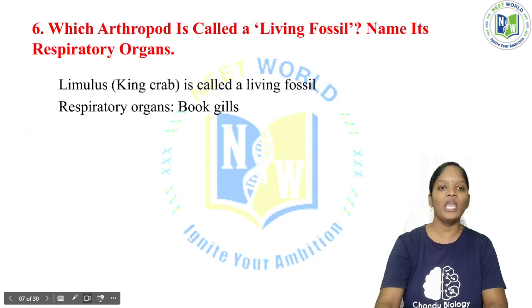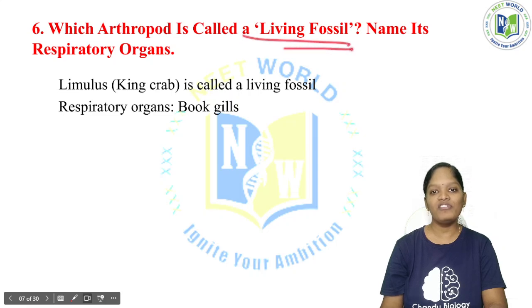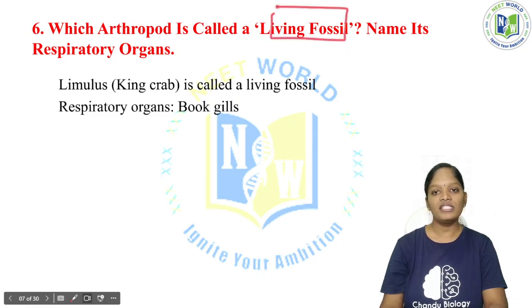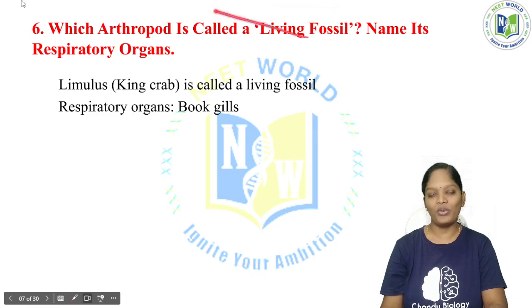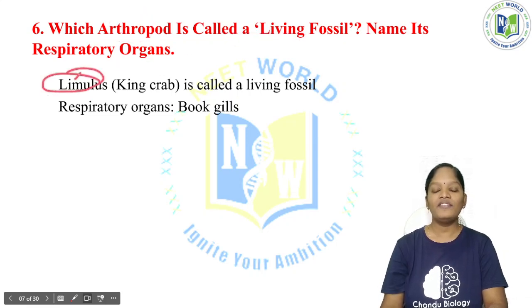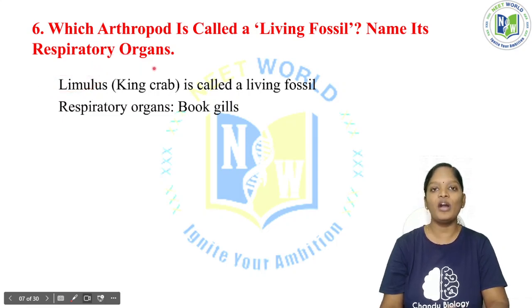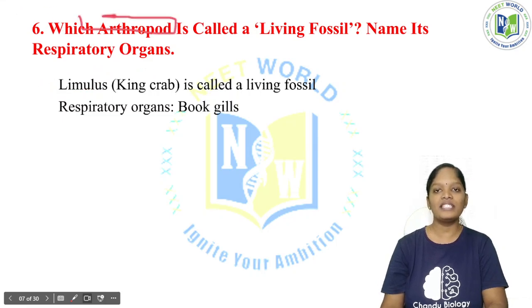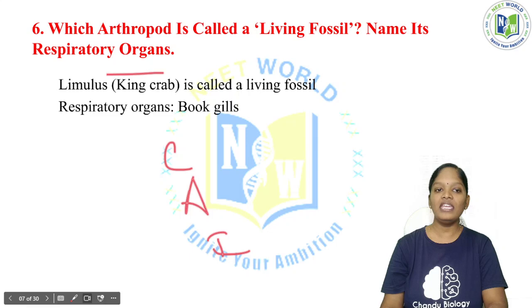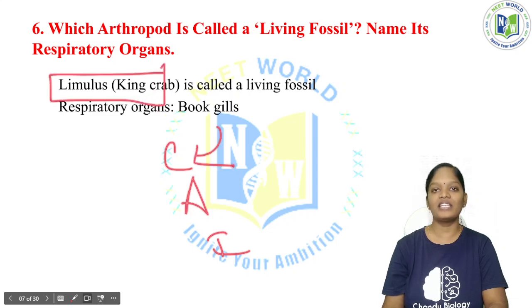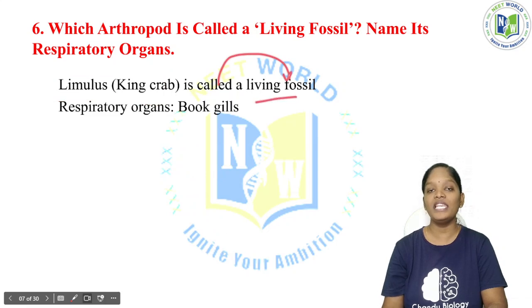Okay. Now, which arthropod is called a living fossil? Living fossil means a fossil which is present now. Also, name its respiratory organs. Which arthropod is called a living fossil? Limulus, the king crab, comes under the phylum Arthropoda. This is considered the largest phylum in the animal kingdom, and it has the classes Crustacea, Arachnida and Insecta. The king crab Limulus is placed under class Crustacea. This is the one we call a living fossil.